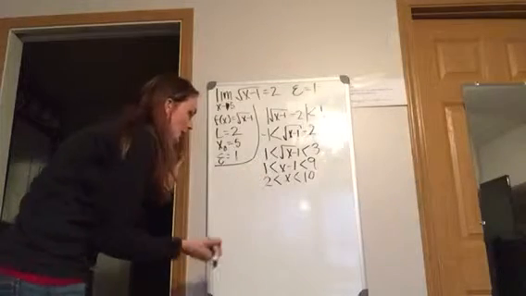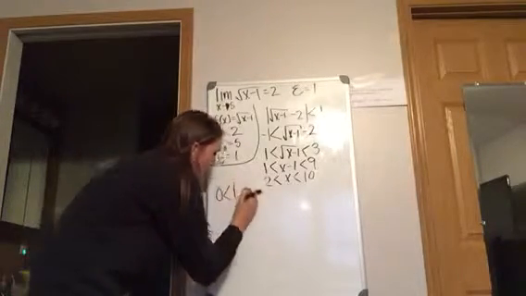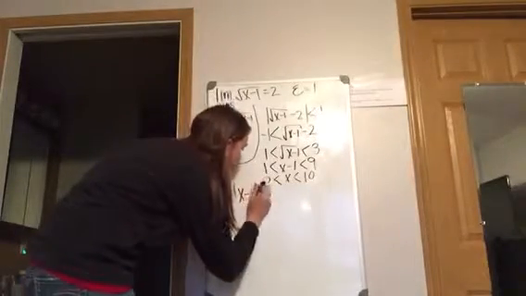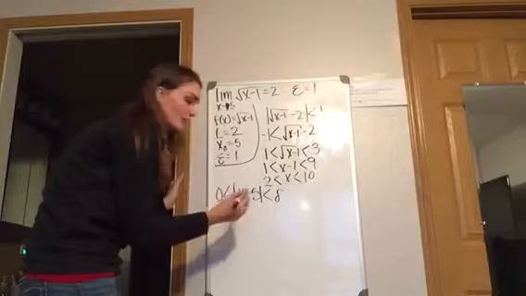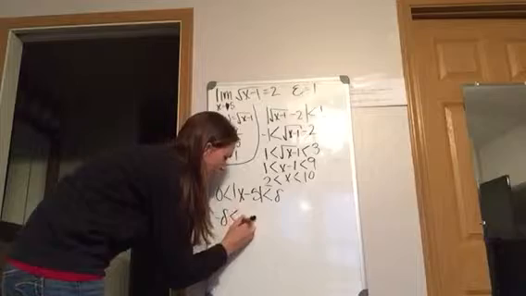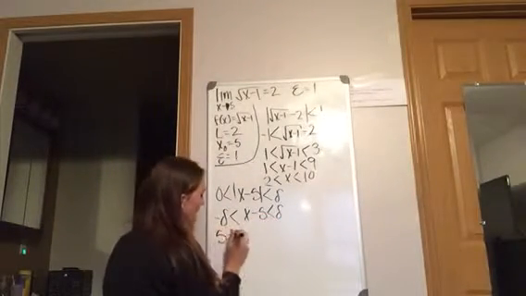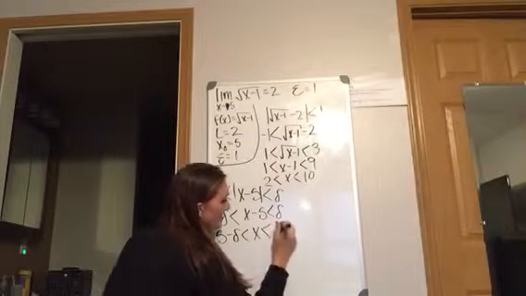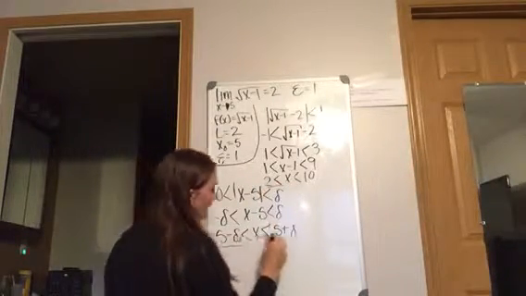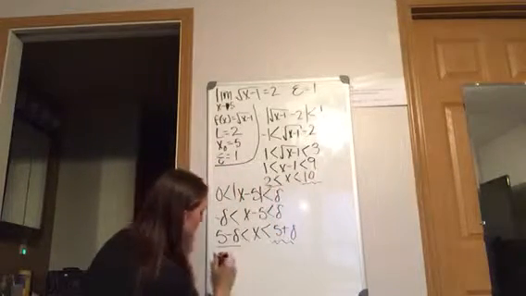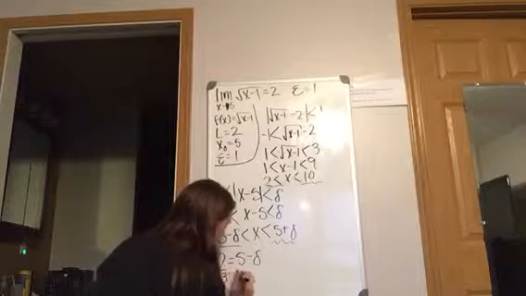Then for delta, we use 0 is less than the absolute value of x minus x bar, which is 5, is less than delta. To get rid of the absolute value, negative delta is less than x minus 5, which is less than delta. Add 5 to both sides, so we get 5 minus delta is less than x, which is less than 5 plus delta. Then we take like sides and make them equal each other. So 2 equals 5 minus delta; subtracting 5 from both sides, we get negative 3 equals negative delta.